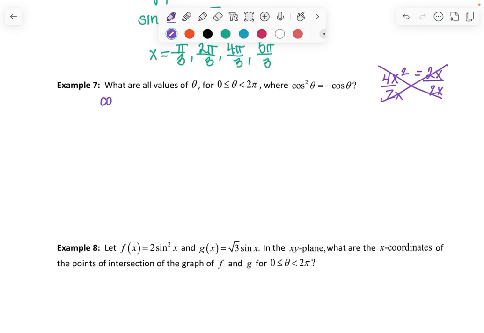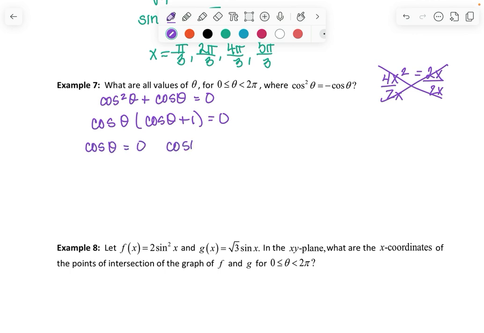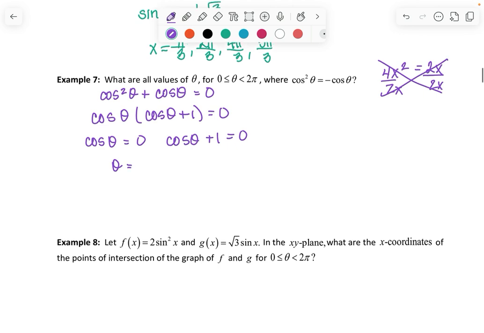So we can't ever cancel out our variable terms when we're solving an equation. Instead, what I'm going to do is add cosine of theta to both sides, which makes this equation. And then because both of these terms have a cosine, we can factor it out. So cosine of theta times cosine of theta plus 1 equals 0. And since each of those factors now multiply to give us a product of 0, that means we can write each equation equal to 0.